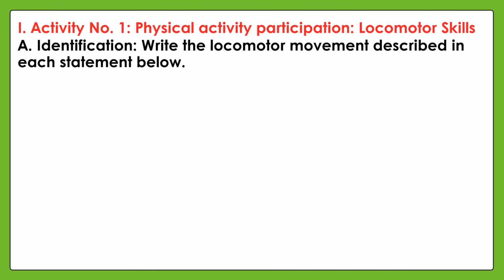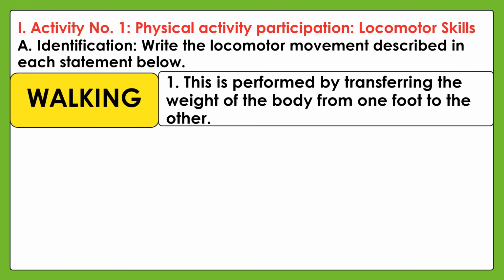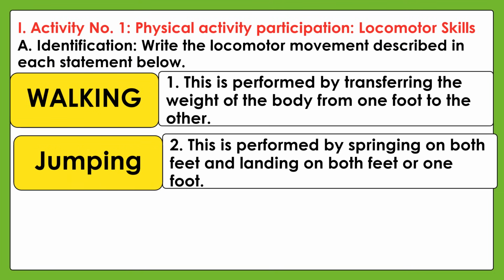Activity number 1, physical activity, participation, locomotor skills. A. Identification. Write the locomotor movement described in each statement below. Number 1, this is performed by transferring the weight of the body from one foot to the other. The answer is walking. Number 2, this is performed by springing on both feet and landing on both feet or one foot. The answer is jumping.